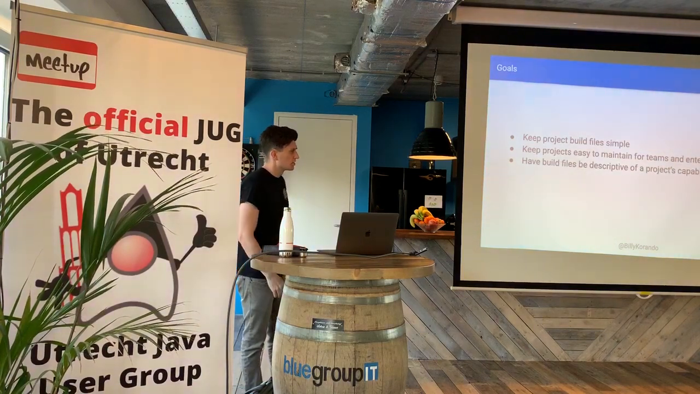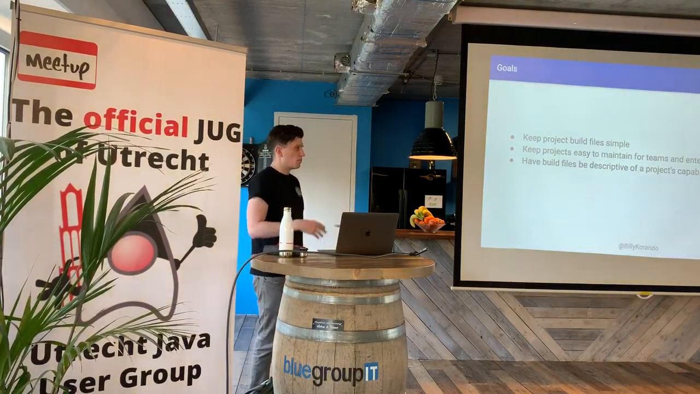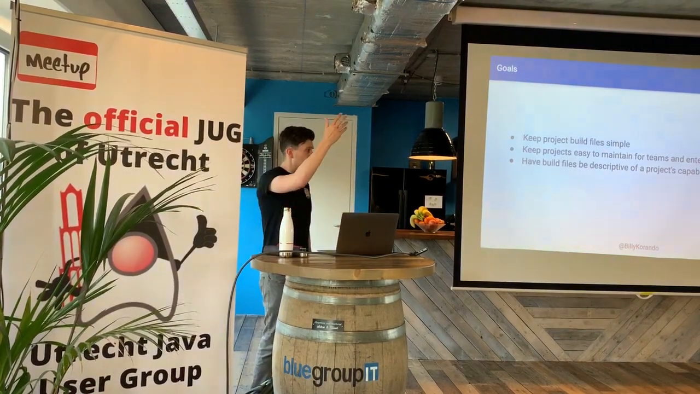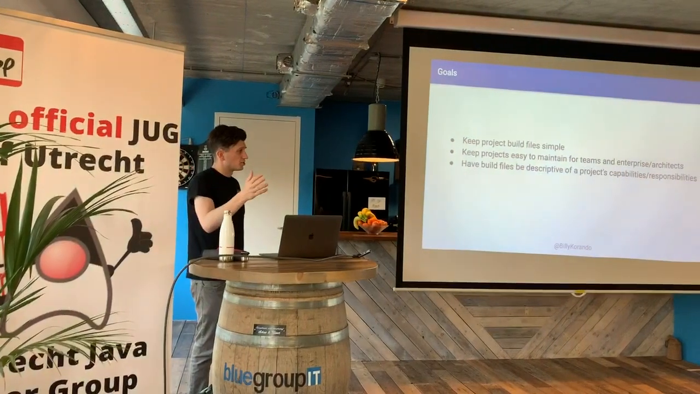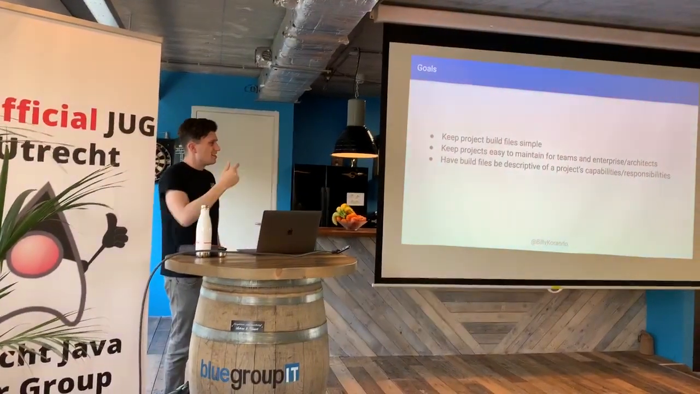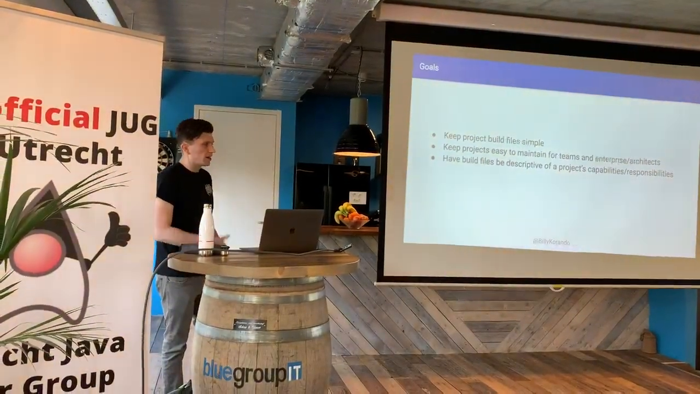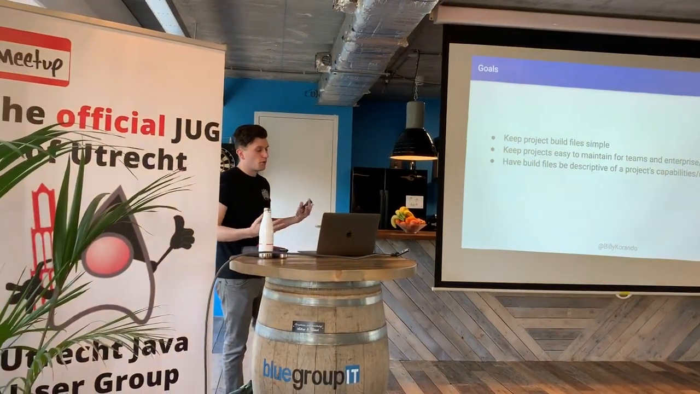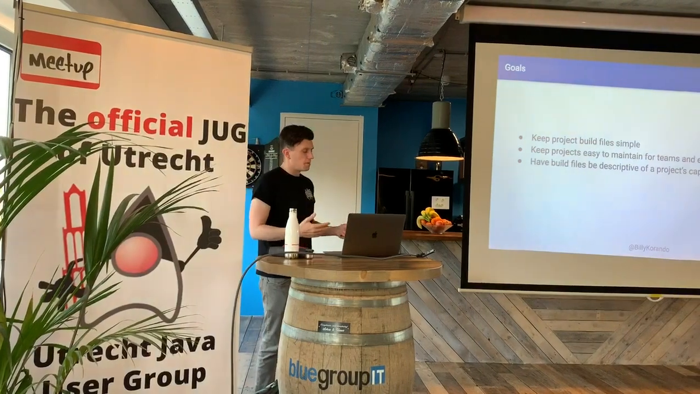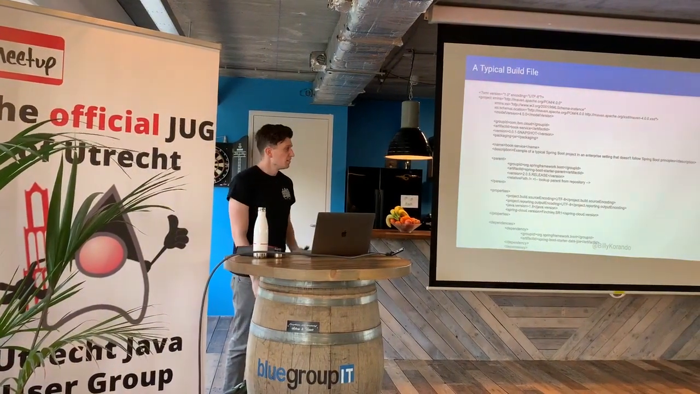And it'd also be great that as you go into a build file, maybe you're a new developer coming in, or maybe you're at an architectural or enterprise level looking down at a project to make sure it's following certain guidelines, you can look at the build file and be like, oh okay, maybe you're not bringing something in. It's somewhat descriptive of what's going on within the project, its capabilities and responsibilities.